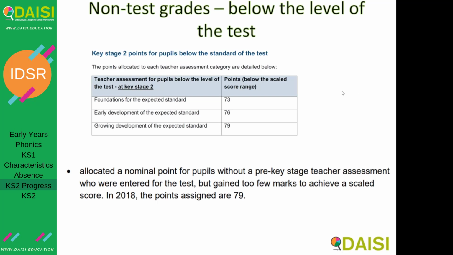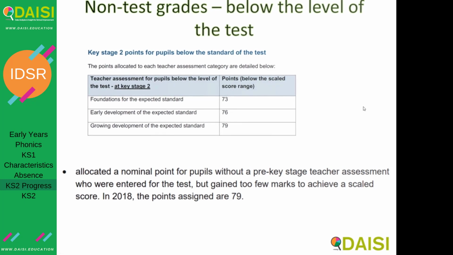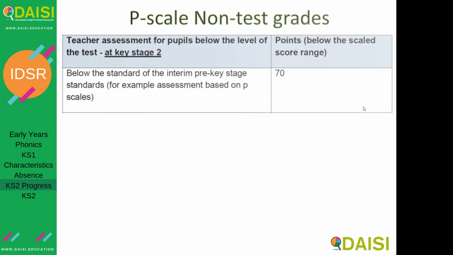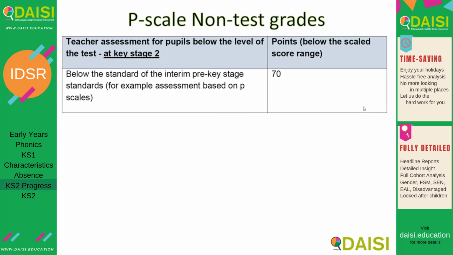Now, this doesn't take into account pupils who aren't even at PKF, who are below the standard of the interim pre-key stage. Well, for those who are below BLW, in 2016 they got a scaled score of 70. This was seen by many to be unfair because the estimated score, the national average, was 78. So your pupils on P scales were guaranteed to have a progress score of -8.